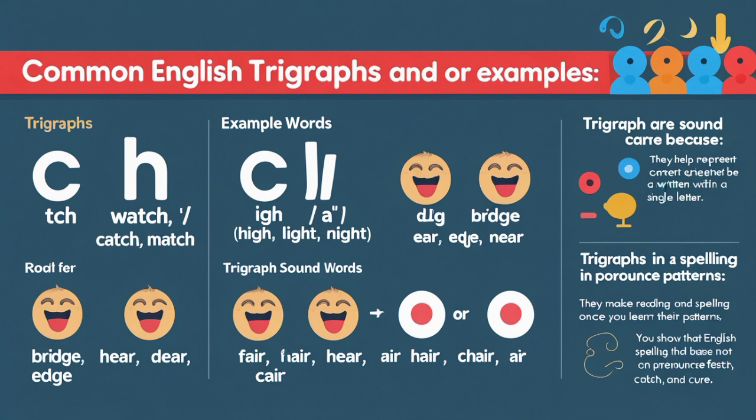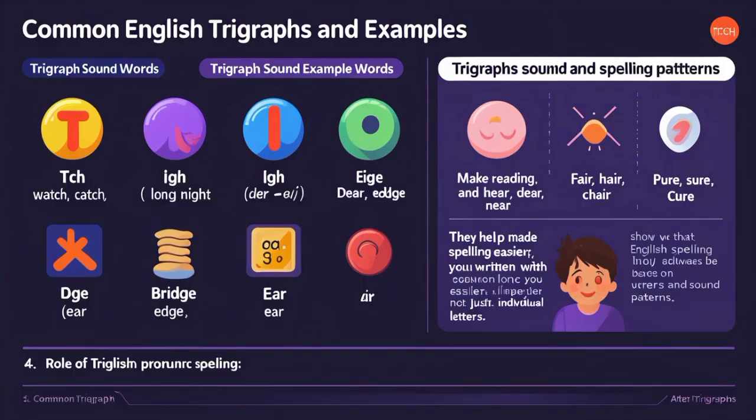For example, CH and TCH both make the "ch" sound, but TCH is used after a short vowel. 6. Trigraphs in phonics learning. Phonics is the method of teaching reading by connecting sounds (phonemes) with letters (graphemes). In phonics lessons, children learn the sounds of individual letters, then digraphs, and finally trigraphs, as advanced sound combinations. Let's see how trigraphs fit into the phonics hierarchy.